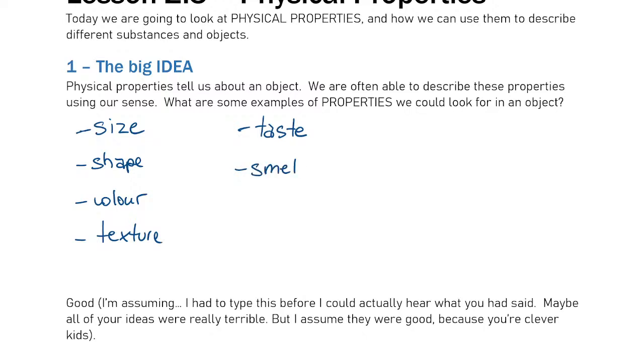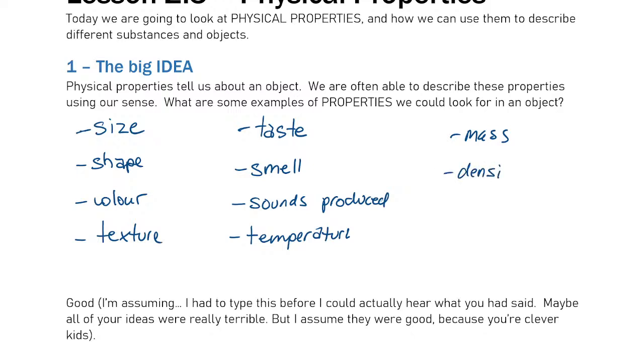A smell. Sounds they produce. Temperature. Mass, how heavy it is. Sometimes people will know the term density, which is related to mass. It's how heavy something is given its size, right?